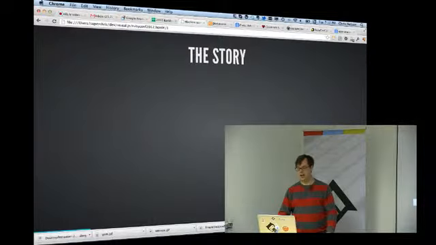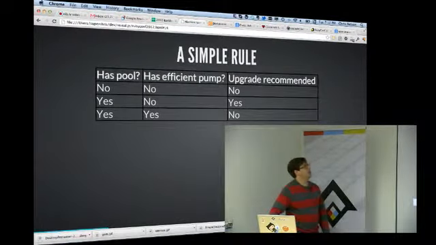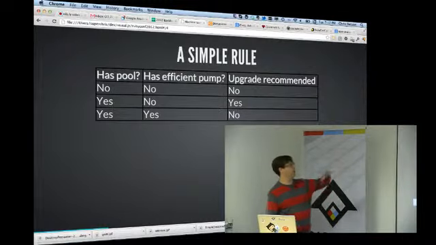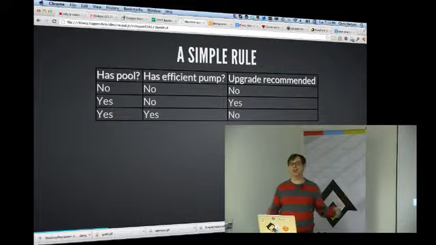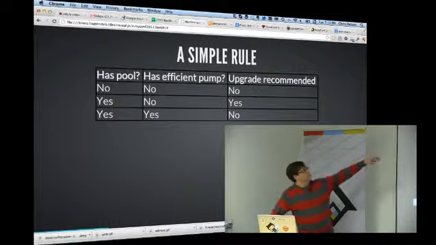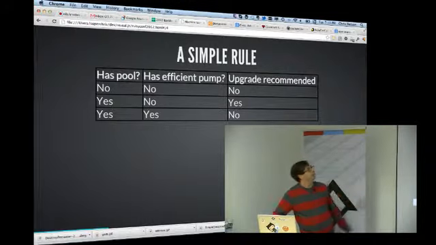And here's an example of a really simple rule that might be in this system. This is a rule about, should I upgrade the pool pump at this property? And so there are different criteria, and it's very simple. Do they have a pool, first of all? No, if they don't have a pool, well, they probably shouldn't upgrade their pool pump. Next, they do have a pool. Do they already have a really efficient pump? No. Well, I think I might have that switched around backwards, don't I?